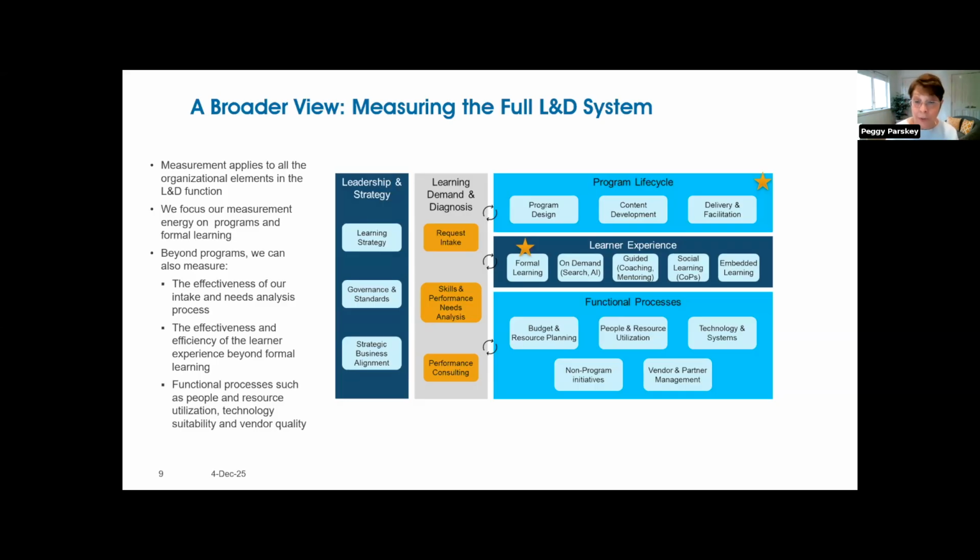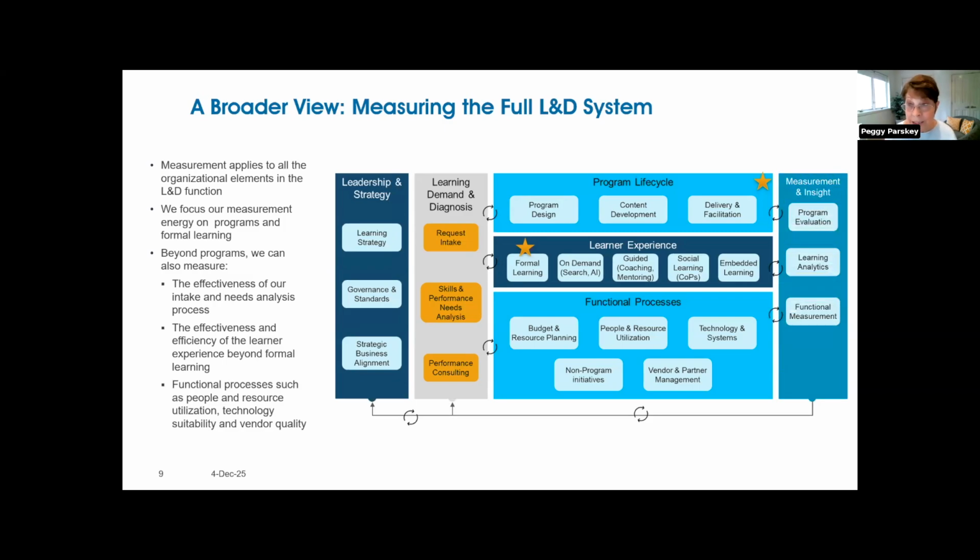It was, yes, dealt with programs, but it wasn't program specific. And then, of course, we have to manage our vendors and partners. They're part of our ability to successfully get solutions to our learners. And then the last piece, and this is not a process flow, so it's not measurement as an oversight, it's just a part of a function, is that we have different types of measurement for program evaluation, learning analytics that looks at the learner experience, and then functional measurement.